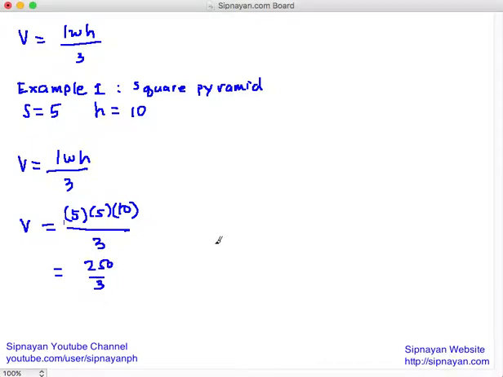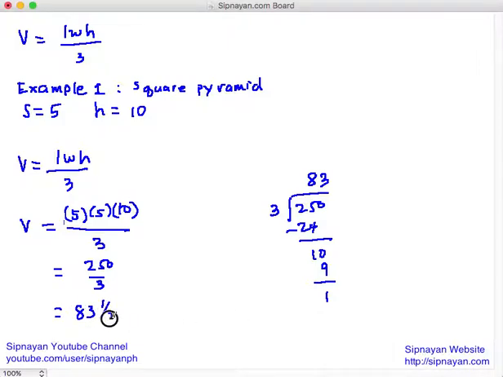Or, to simplify, i-fraction na lang natin kasi hindi siya eksakto, no? So we can have 250 divided by 3, that's 8. This is 24. We have 10. We have 3. No? 3 times 3 is 9. And then we have 1. We have 83 and 1/3 unit cubes, no?